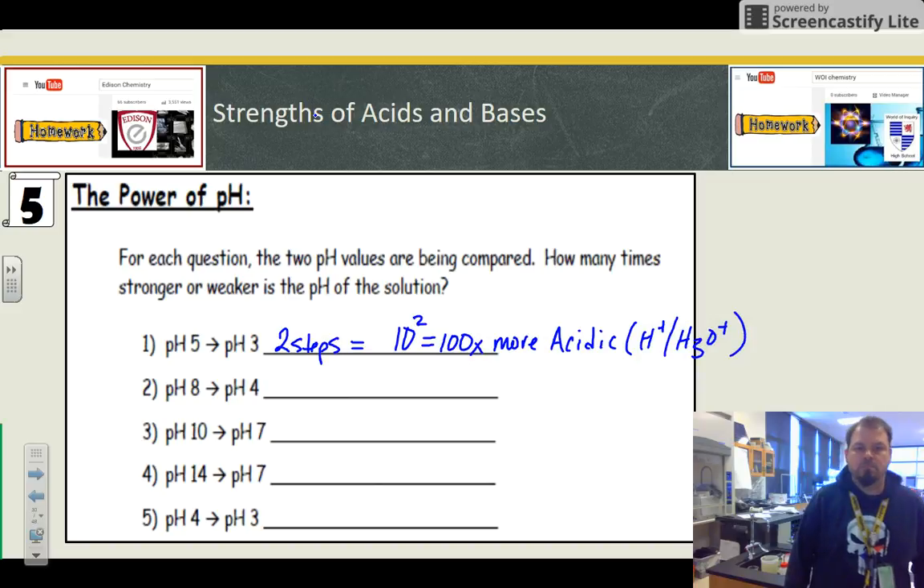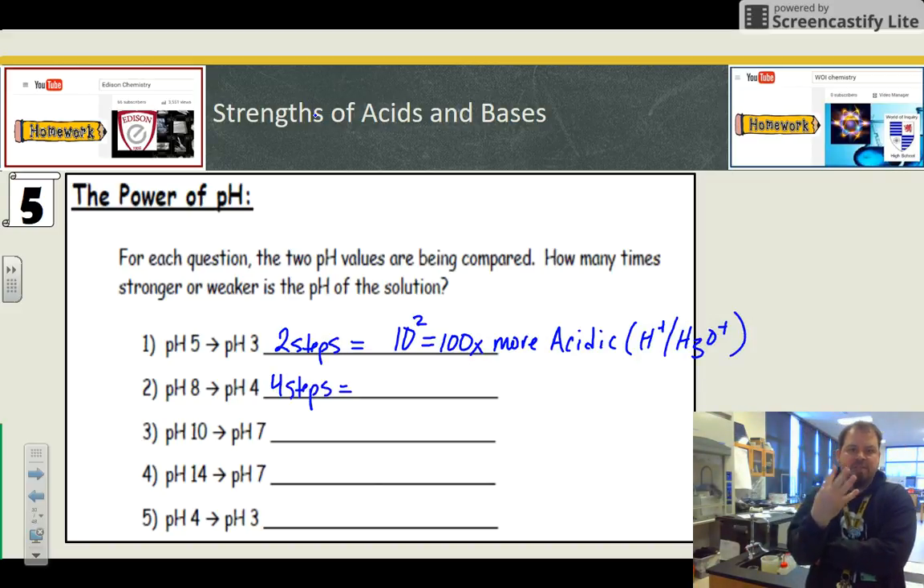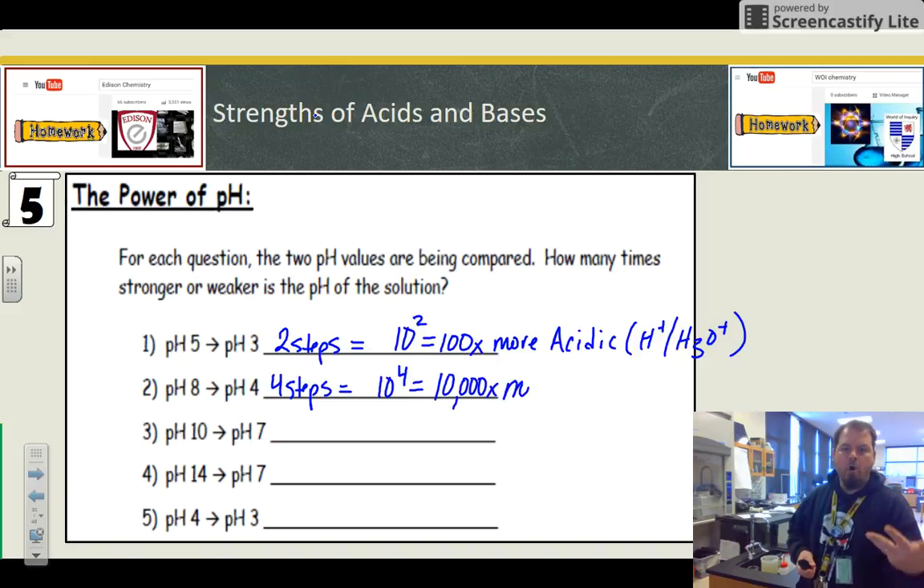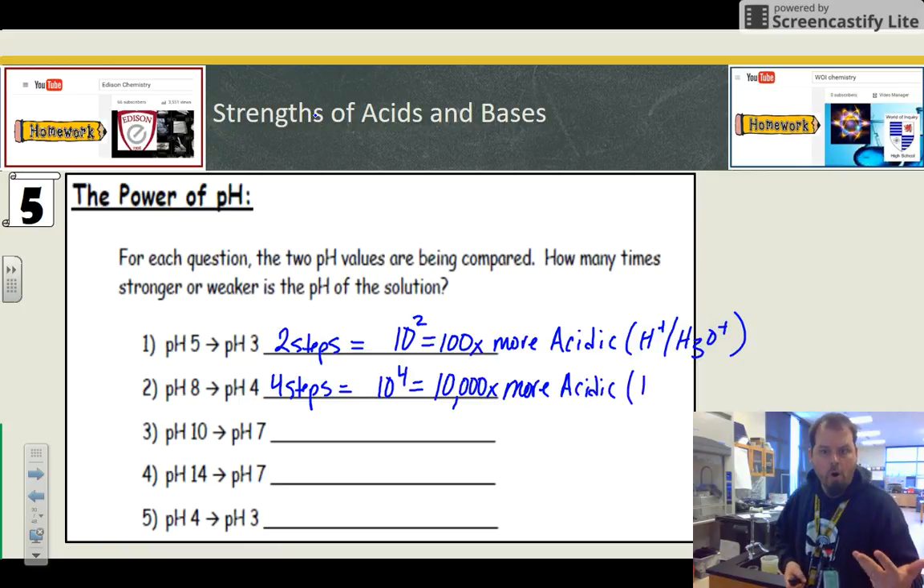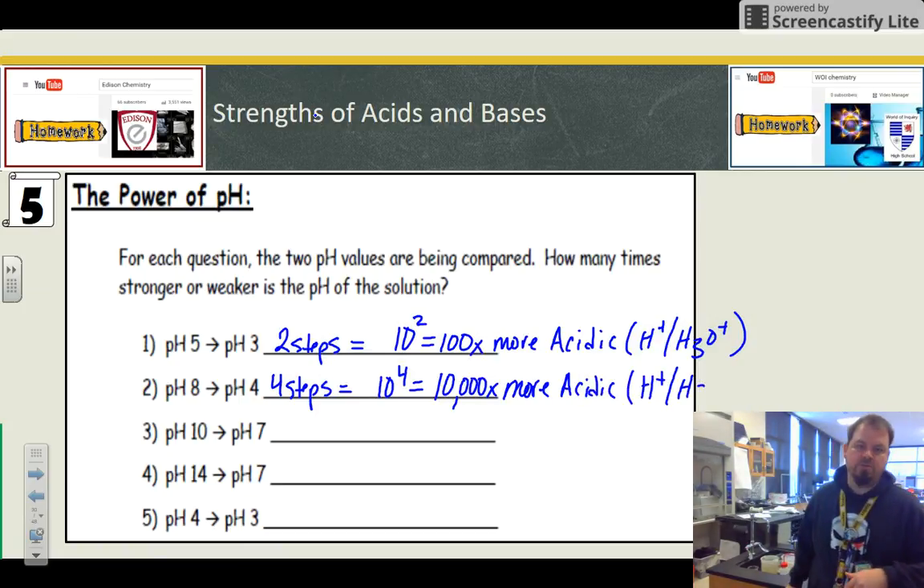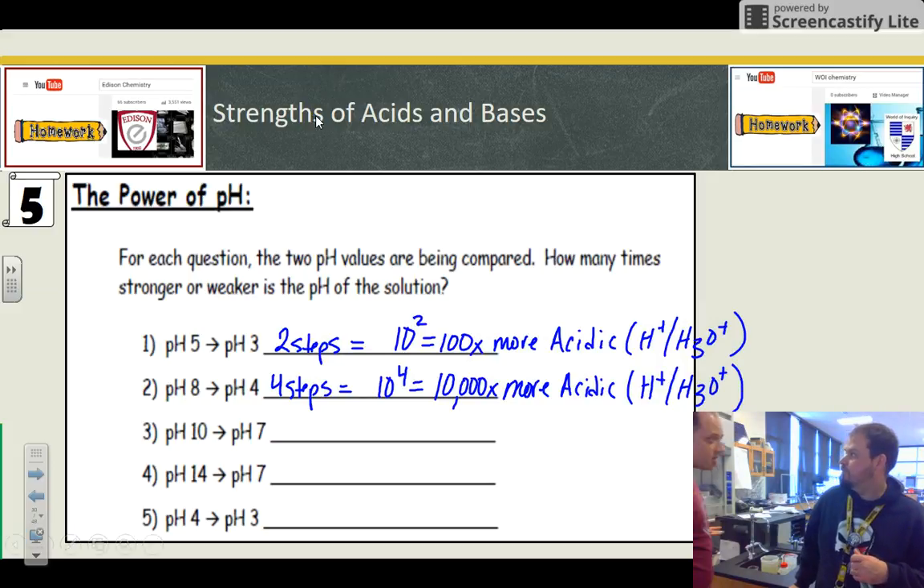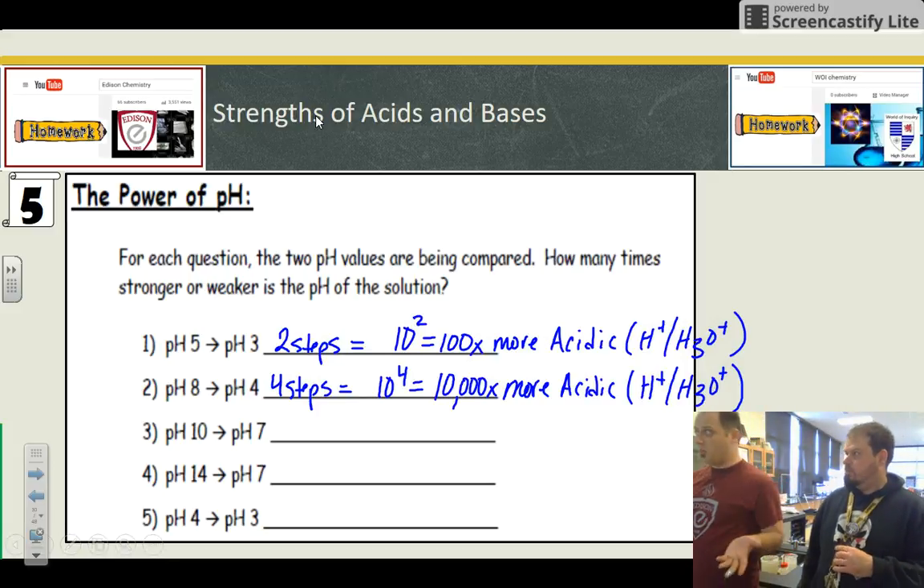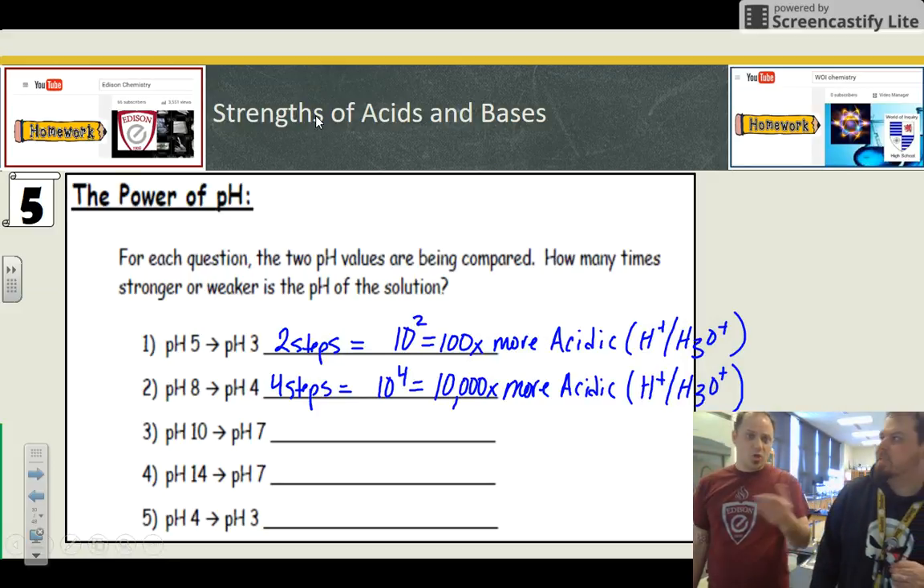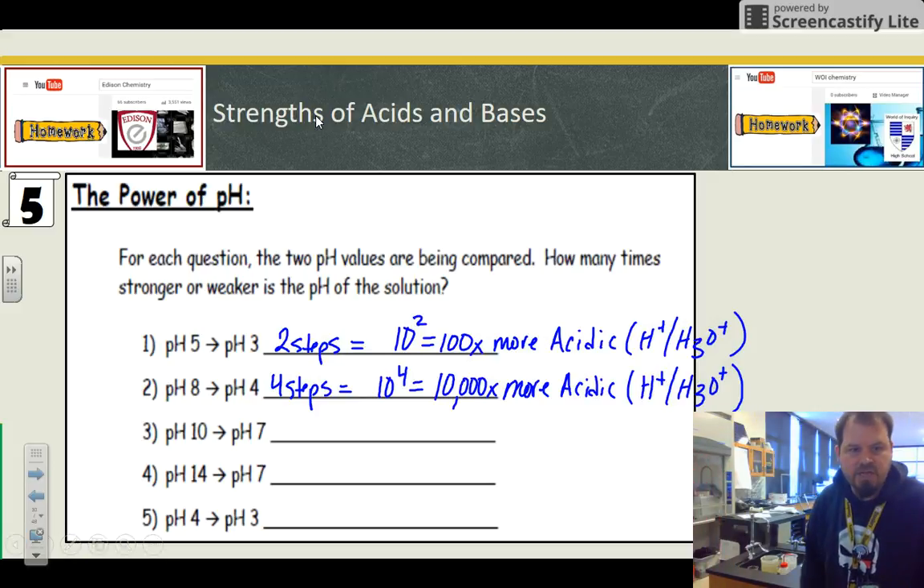8 to 4: I'm moving 4 steps. So 4 steps is 10 raised to the 4, which is 10 times 10 times 10, which is 1,000, times another 10, which is 10,000 times more acidic. So there's 10,000 times more H plus ions in solution. That's a lot. That's why we needed the logarithmic scale to represent it in a simple number instead of all this scientific notation. 1 through 14 is a lot easier to understand.